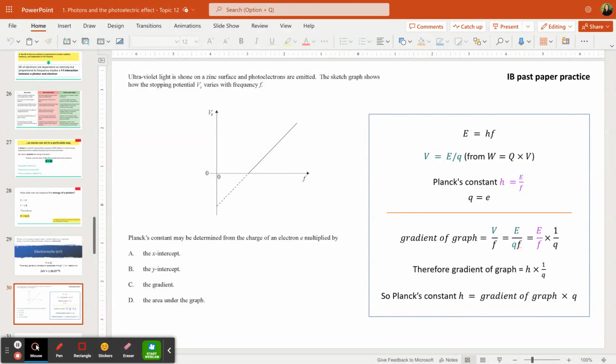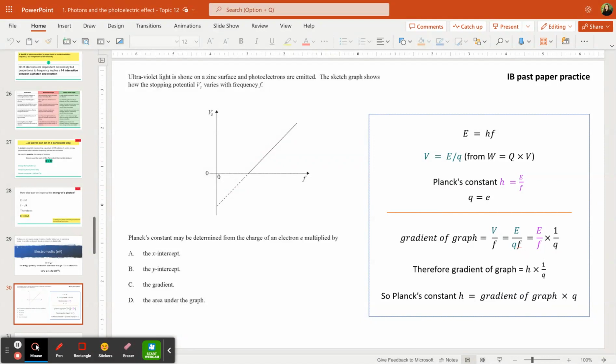So what I've said is that the gradient is V over f, which must be equivalent to E over Qf, and that the E over f is the Planck constant, and I've separated out my E over Qf to be E over f times 1 over Q. Now the Planck constant, E over f, is h, and I know then that the gradient of my graph must be equal to h times 1 over Q.